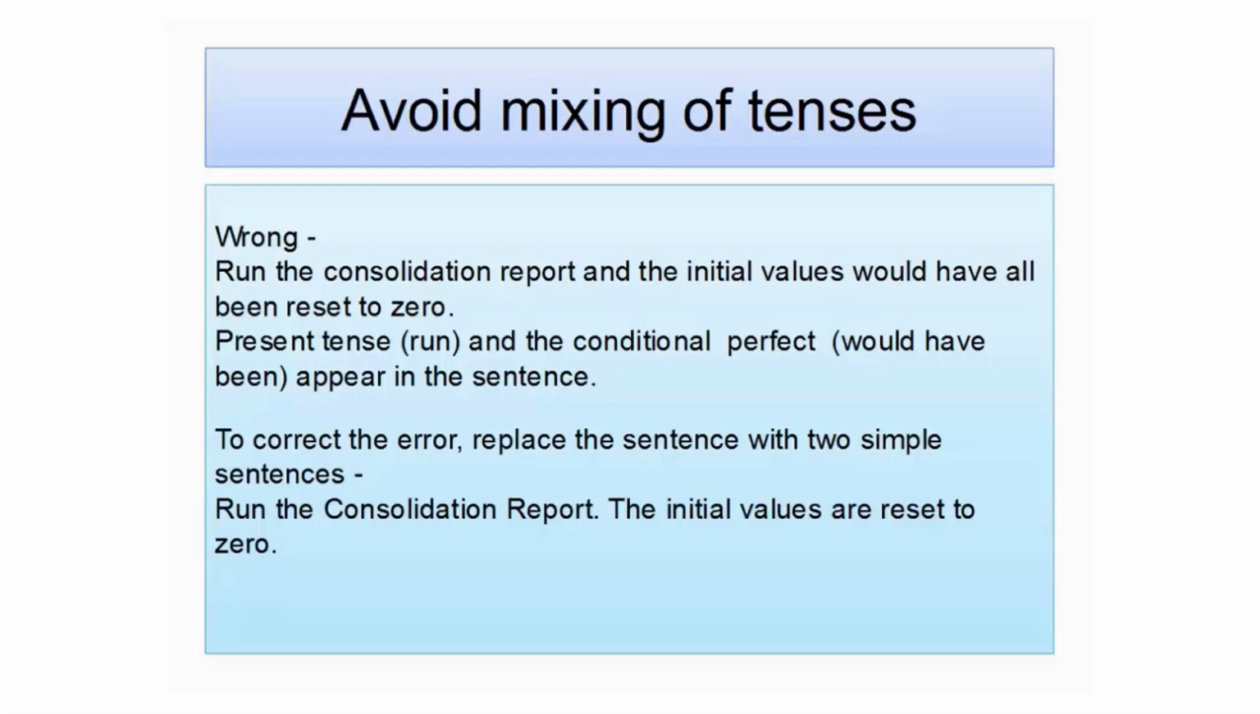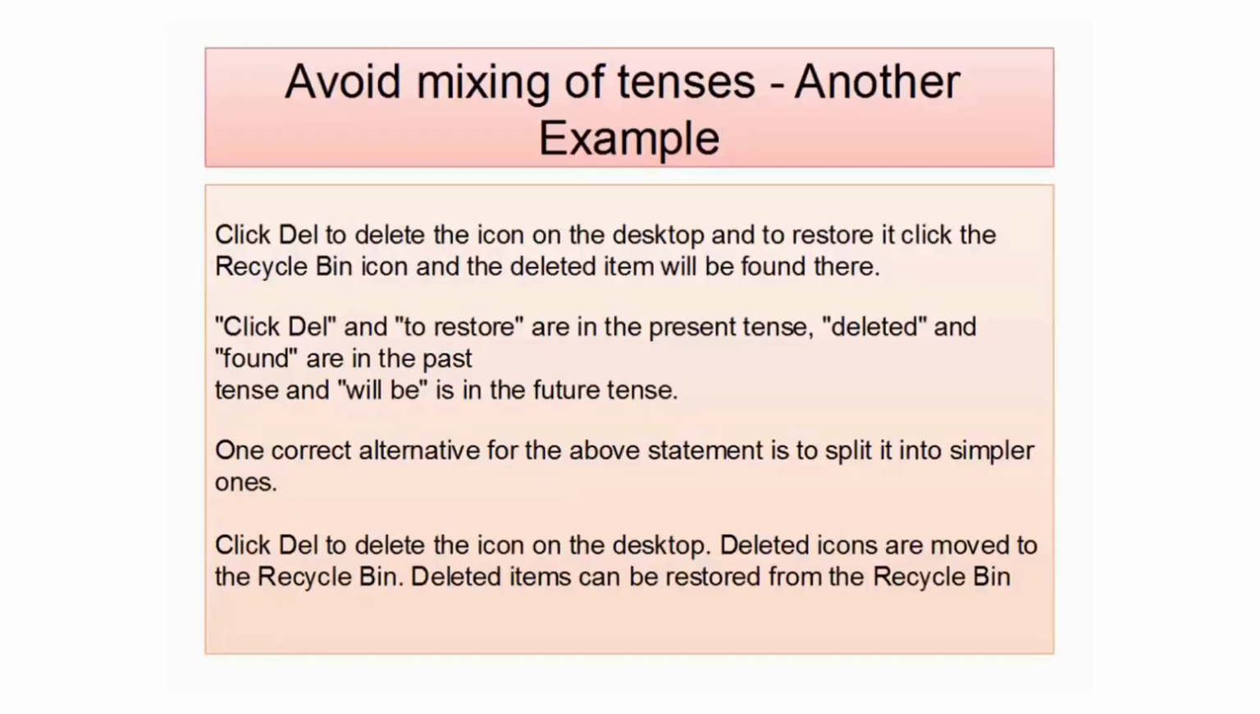Here are some examples. The following statement is wrong. Run the consolidation report and the initial values would have all been reset to 0. Here the present tense, run, and the conditional perfect, would have been, appear in the same sentence. To correct the error, replace this statement with two simple statements. Run the consolidation report. The initial values are reset to 0. Let's look into another example.